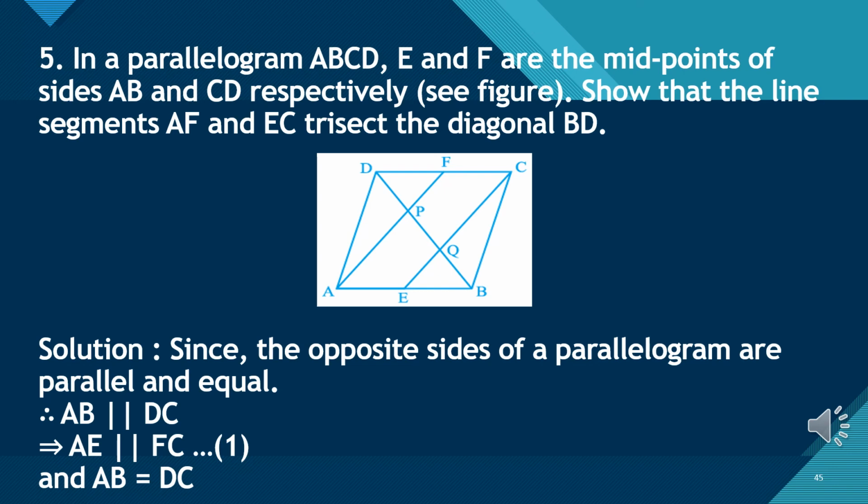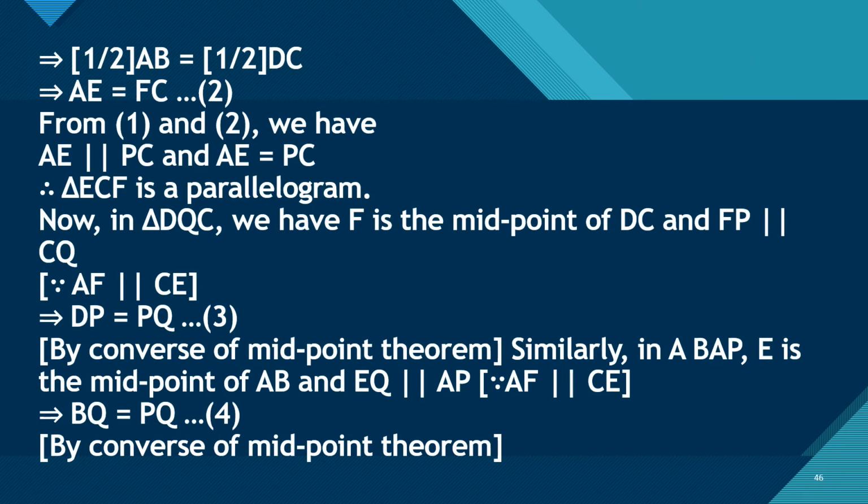Therefore, PQ equals SR and PQ is parallel to SR. So the quadrilateral PQRS is a parallelogram. Third part: in quadrilateral PQRS, PQ equals SR and PQ is parallel to SR.